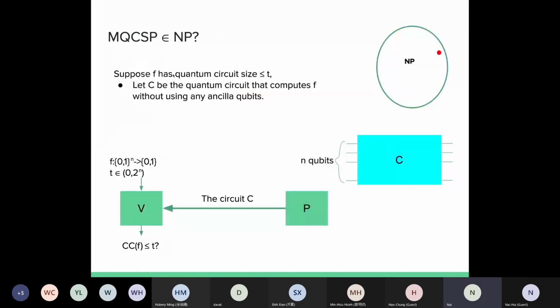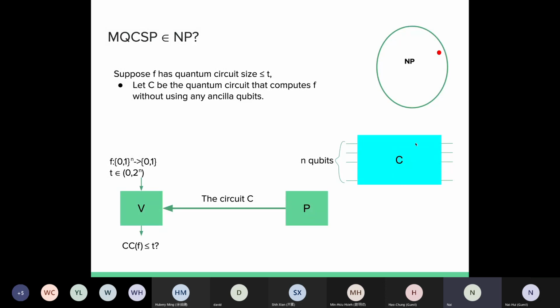So let's start from the question of whether MQCSP is in NP. Now suppose F has a quantum circuit of size at most T. Then we let C be the quantum circuit that computes F without using any ancilla qubits.